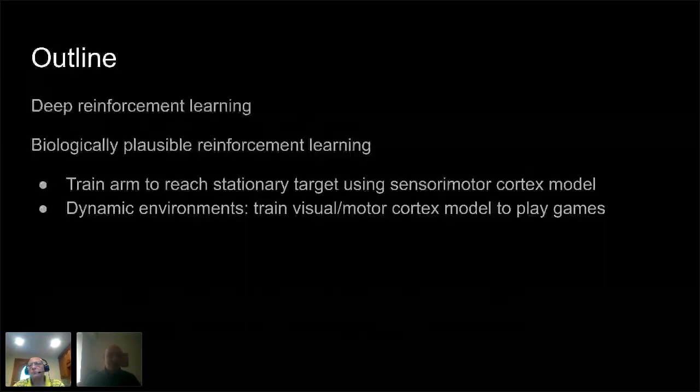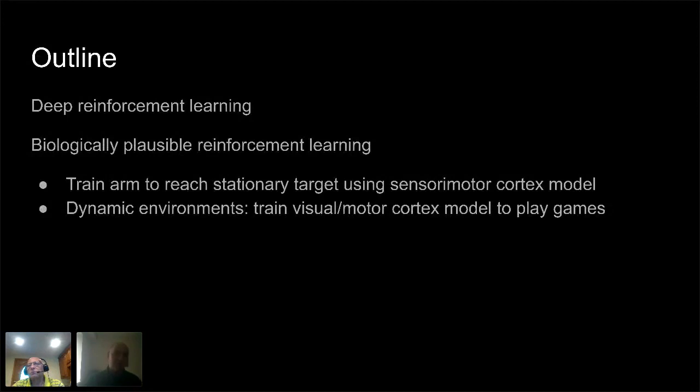So just an outline of the topics that I'll go through here. So first I'll just briefly give an overview of some of the deep reinforcement learning algorithms that are used. And then I'll go to the more biologically plausible reinforcement learning algorithms and show how they can be used to train sensory motor cortex networks to control arms to reach towards targets, stationary targets. And then go on to more dynamic environments in the video game setting where we train visual motor cortex to play the games.